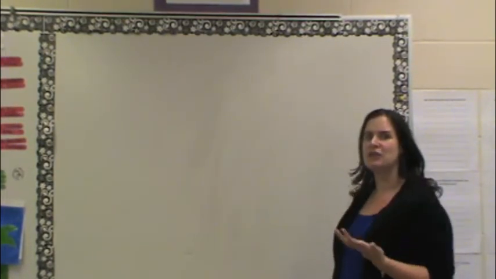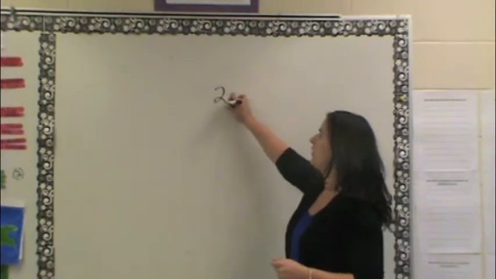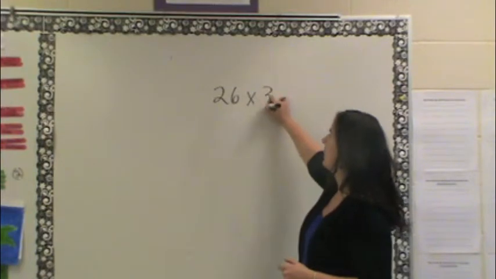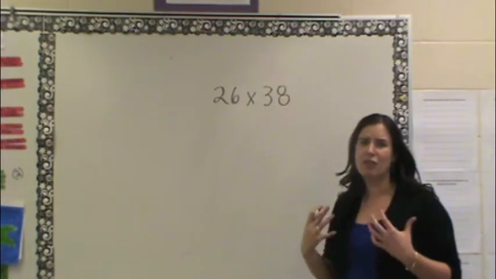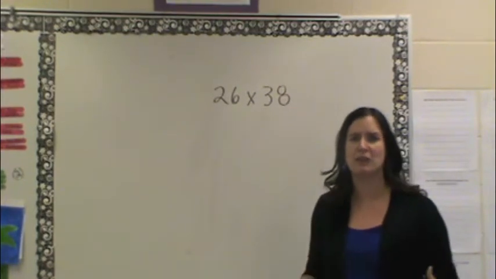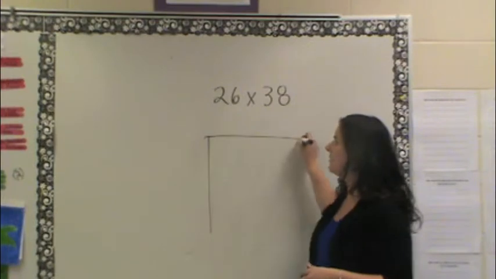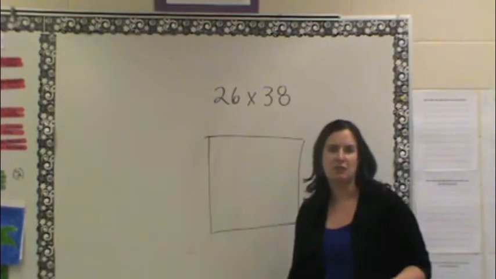So when you multiply a 2-digit number by a 2-digit number, it can be any 2-digit number. So we'll start with 26 times 38. The idea is to look at it and think, what does it mean when I multiply two things together? What model could I use? Well, when I multiply, I'm really looking at the areas of different rectangles.